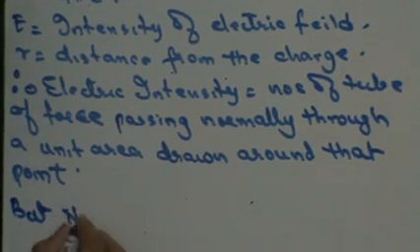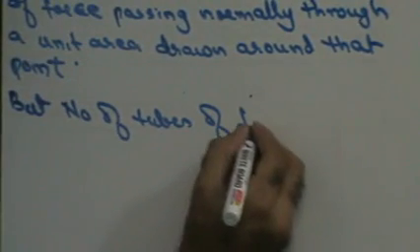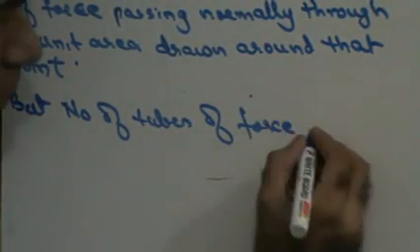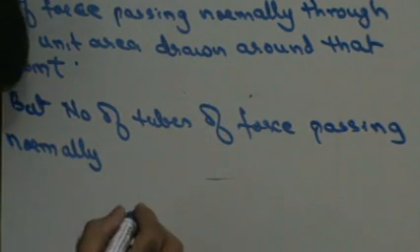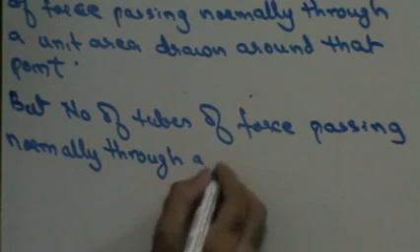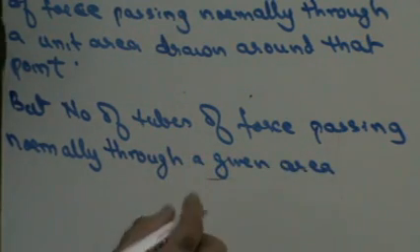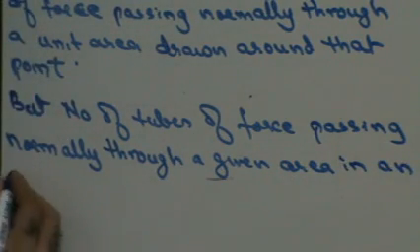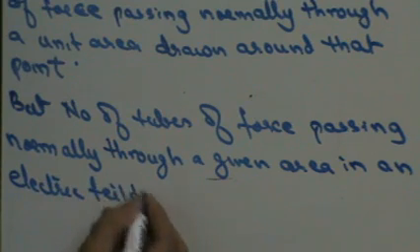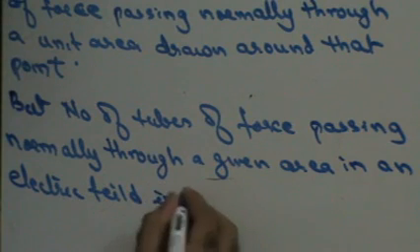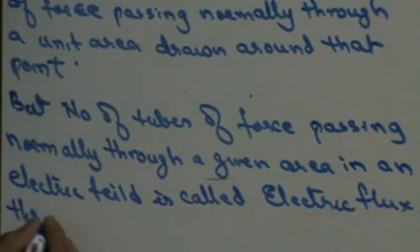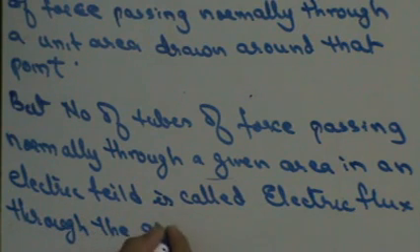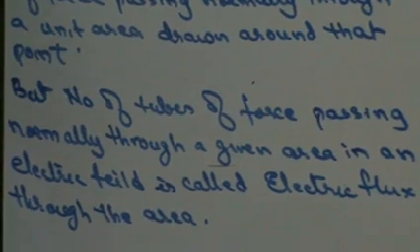The number of cubes of force passing normally through a given area in an electric field is also called as electric flux through the area. Right? Thus, I can say that electric flux per unit area is also the flux density.